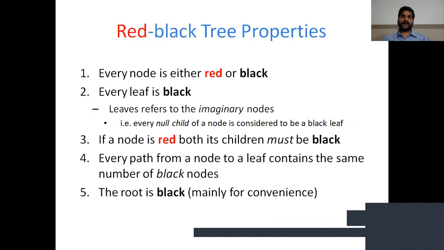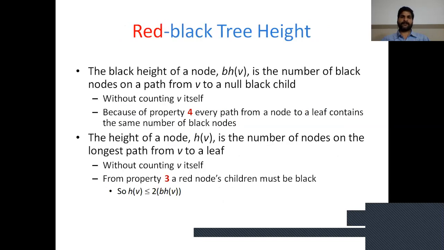Now the five properties of the red-black tree. Every node is either red or black. Every leaf node is black. If a node is red, then both its children must be black. Every path from a node to a descendant leaf contains the same number of black nodes. And the fifth property, the root is black, mainly for convenience.